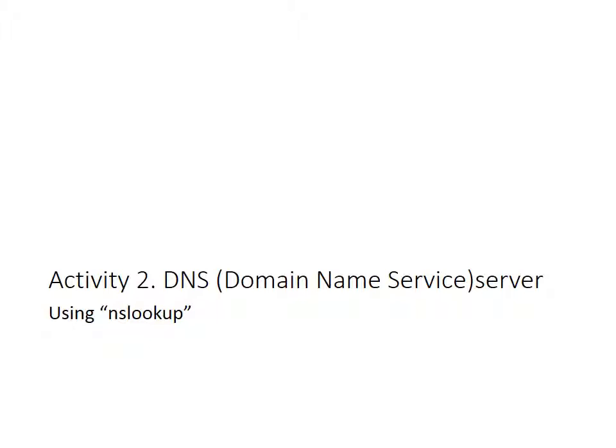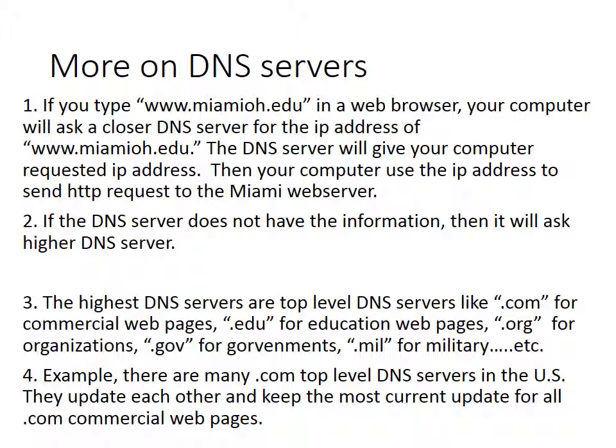Each top-level DNS server, like .com, .org, .edu, etc., should have all registered domain names for .com, .org, .edu, etc., and an IP address mapping table so that they can provide an IP address when there is a request. This is how DNS works.